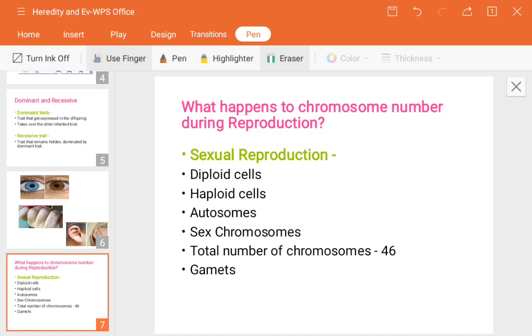Now here the total number of chromosomes will be 46. How will it be 46? As I have told you, the autosomes are 22 pairs, and the sex chromosomes are one pair. So 22 will be from the mother, 22 will be from the father, and the remaining 1 will be the sex chromosome. It is totally 46. Okay, we will see it in detail with the best example.